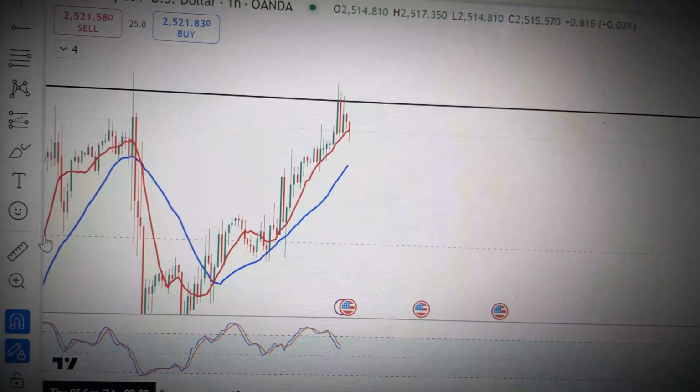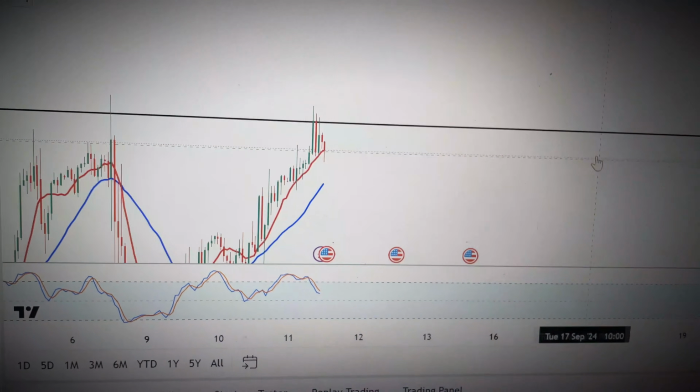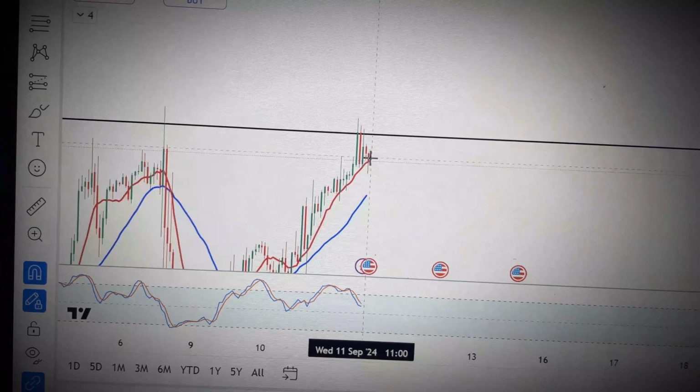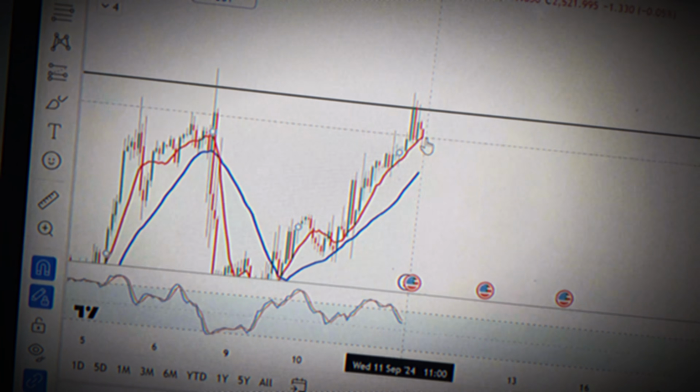A few minutes later. Okay, so as you guys can see, the market is already hitting the resistance level that I wanted it to reach, and we're already noticing some reactions at this level. And this is a very good sign for the potential downtrend that is about to happen.